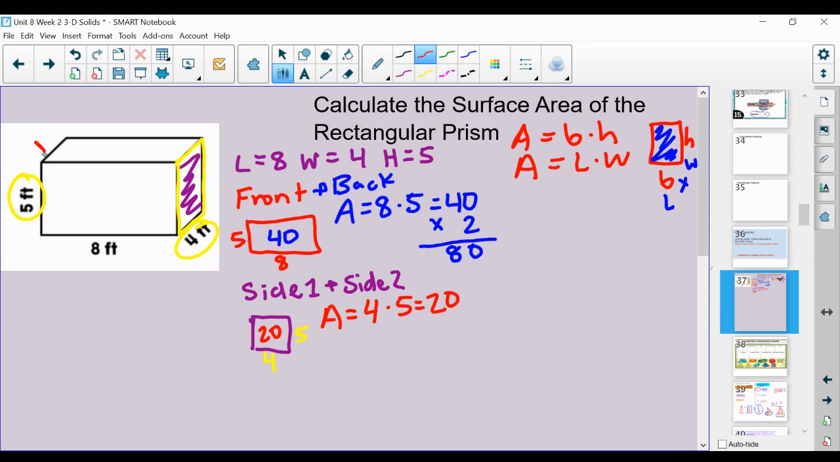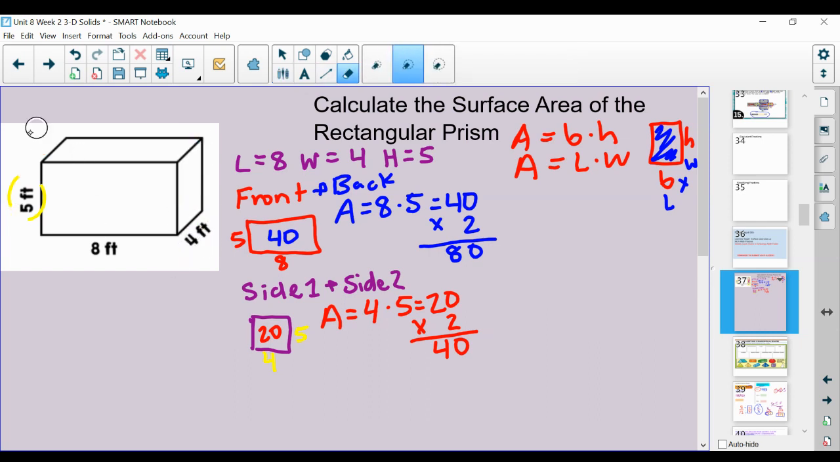And then over here, even though we can't see it, here's our side 2. So side 1, area of 20. Side 2 is also an area of 20. So I could either do repeated addition, 20 plus 20, or because I know there are two sides that are the same, I'm going to do times 2. 40. Okay, I'm going to erase everything else on here.